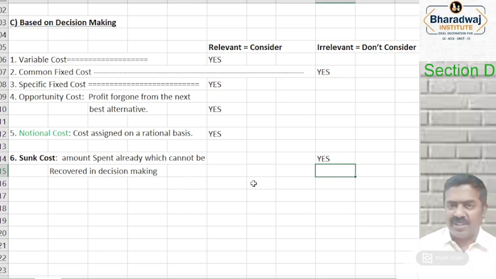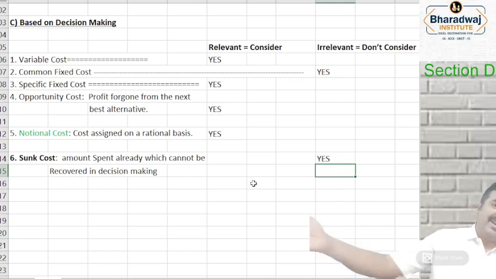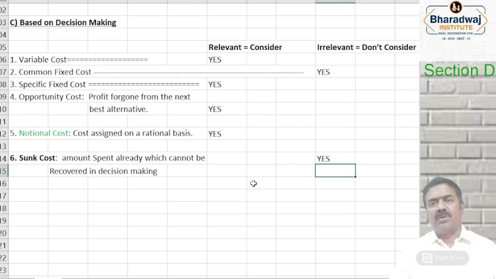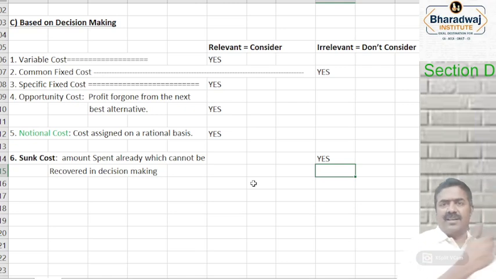Nobody will buy it. If you sell it today, nobody will buy it. Sunk cost. Why sunk cost? Because there is the latest technology available. You have to buy it and use it. So what about the amount spent in the past? Sunk cost. Can you recover it? No, you cannot recover it. Whether you continue with the machine or not, that cost cannot be recovered.